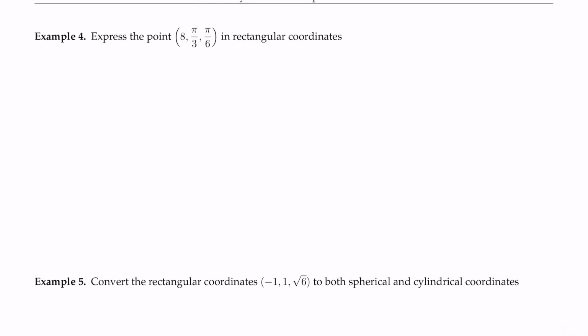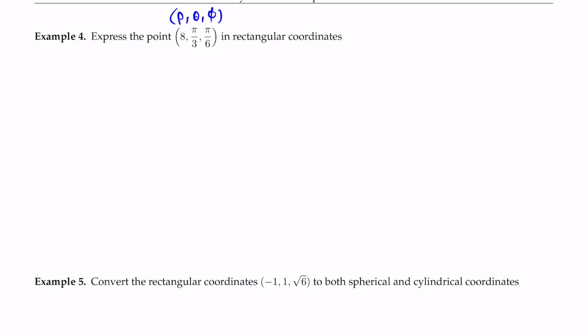I would like to express the point 8, pi over 3, pi over 6 in rectangular coordinates. So the point that is given to us is in spherical coordinates. That is, this is equal to rho, this is theta, this is phi. One thing I would like to point out to you is that we are in the context of mathematics, and therefore the point in spherical coordinates is written in the order of rho, theta, and phi.